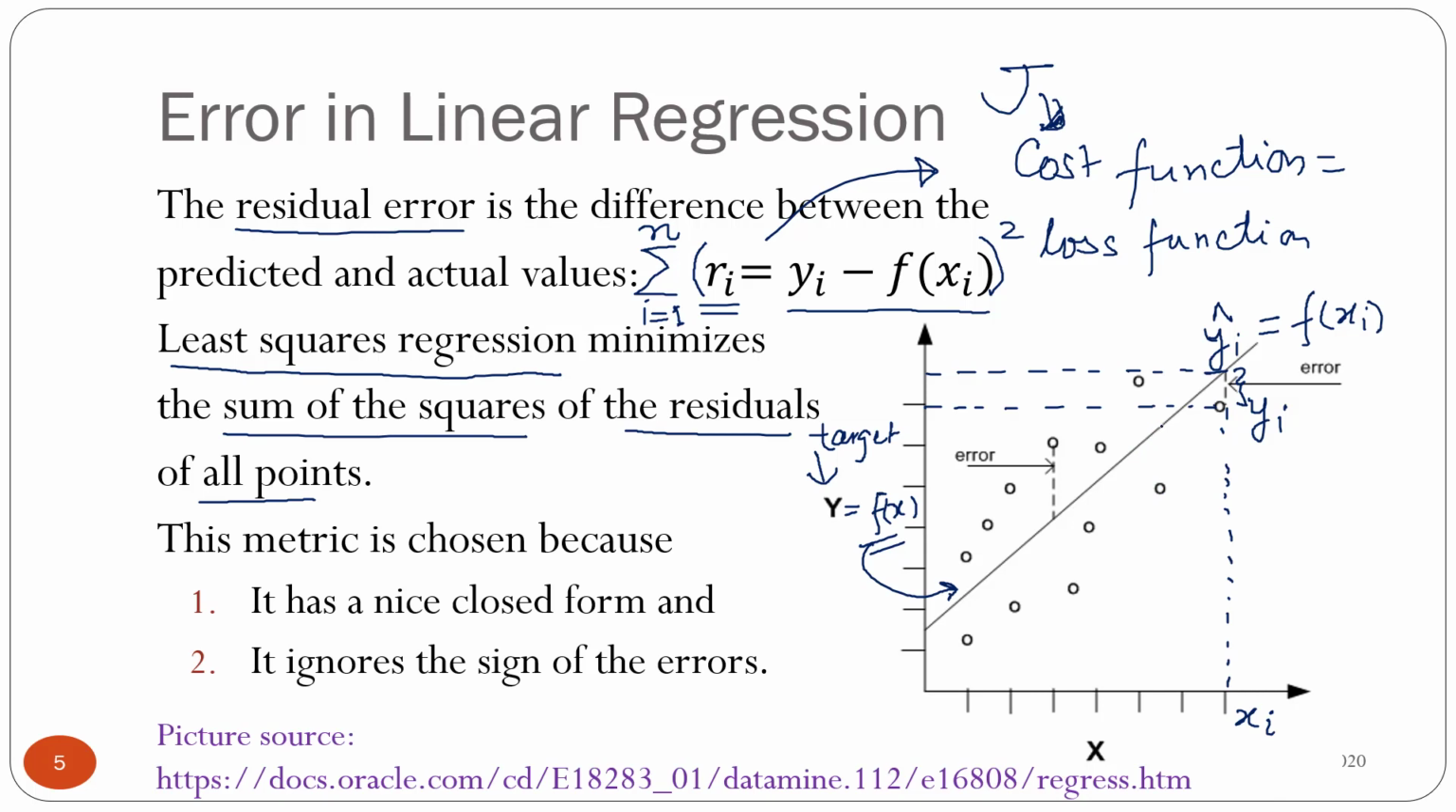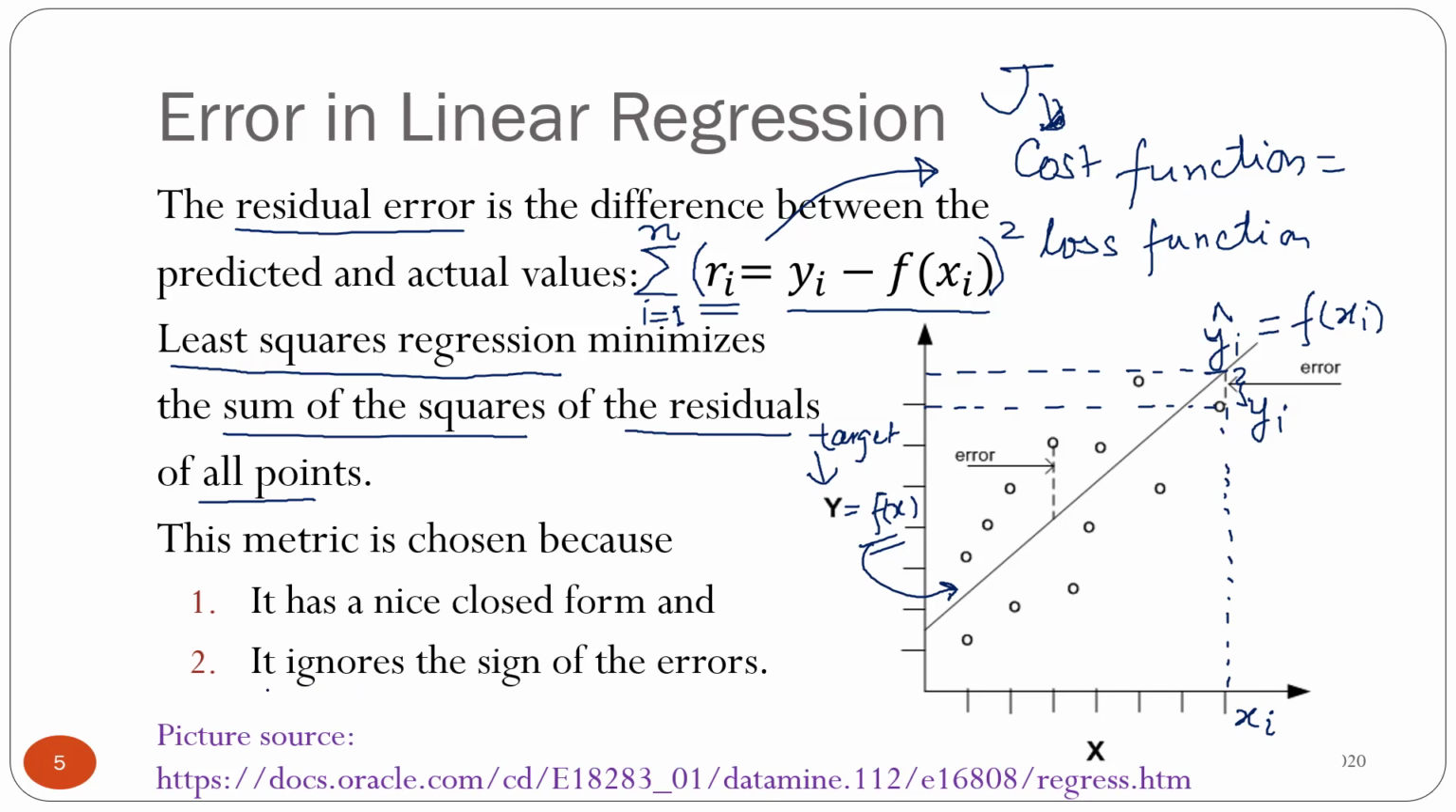So this plus minus will cancel out, right? If you predicted the point to be above or below, then this error would kind of cancel out, right? Plus or minus. So if you take the square, then that easily solves the problem.